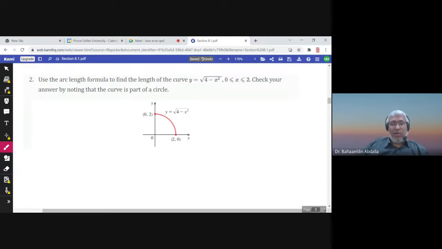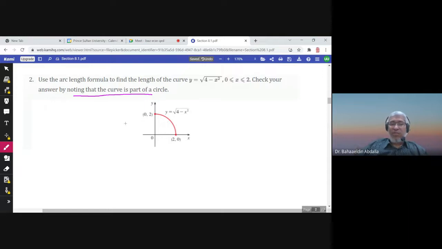Let us try another example, but now let us find the length of this arc, which is a portion of a circle. In fact, is it half a circle? No, it's a quarter of a circle, okay? So we can find the length of this arc, which is a quarter of a circle, by geometry. By geometry, check your answer by noting that the curve is a part of a circle.